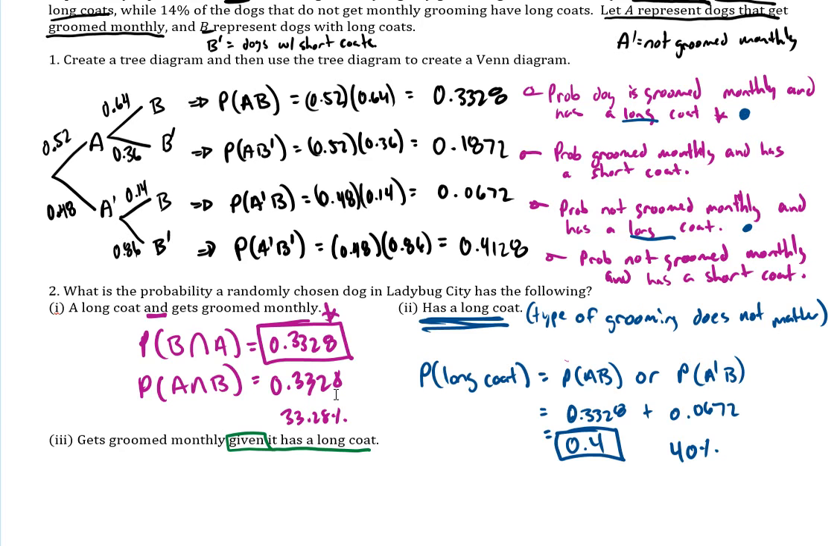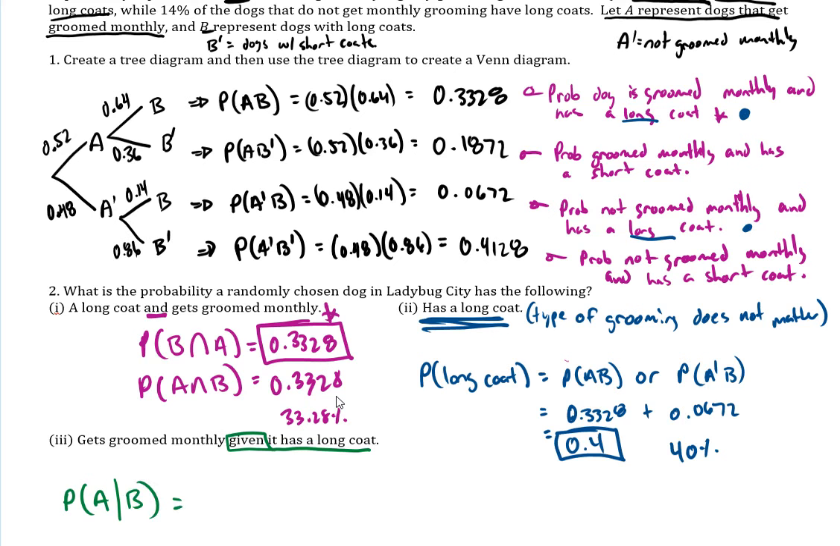So we talked about the word given before. On all those problems, those are the typical type of problems. But here's a challenge one where there's multiple events. So here's where I'm going to go ahead and write out the probability that it gets groomed monthly. Okay, so that's letter A. Given it has a long coat, that's B. So probability of A given B.